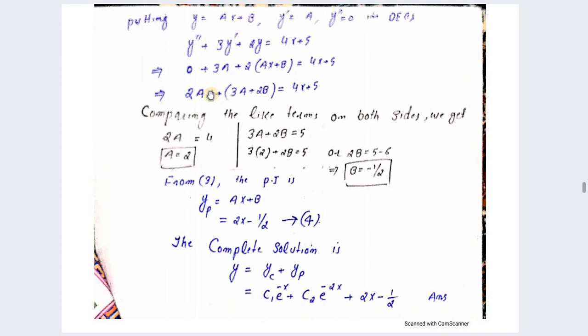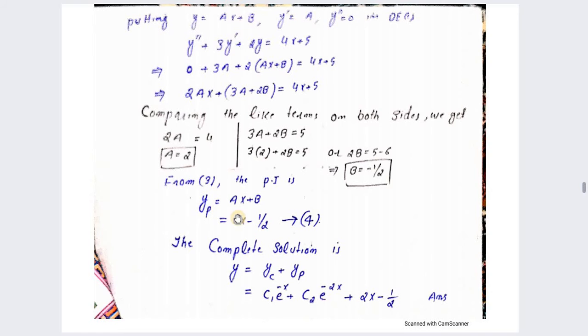Putting the values, simplifying. Now comparing both sides, this 2a is equal to 4, which gives a is equal to 2. This 3a plus 2b is a constant term, and here we have the constant 5. Now putting the value of a and simplifying, b is equal to minus 1 over 2. Now this is the trial solution. So putting the values a and b, this will be the particular integral. Now the complete solution is always y is equal to yc plus yp. Putting the values, this is the complete solution. Now this yp is equal to 2x minus 1 over 2. This is the particular integral.